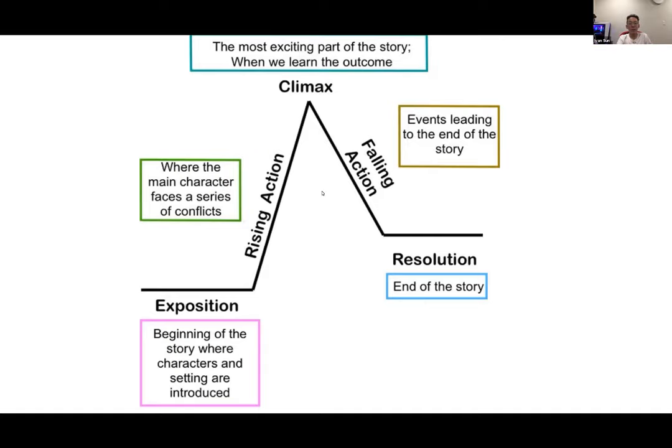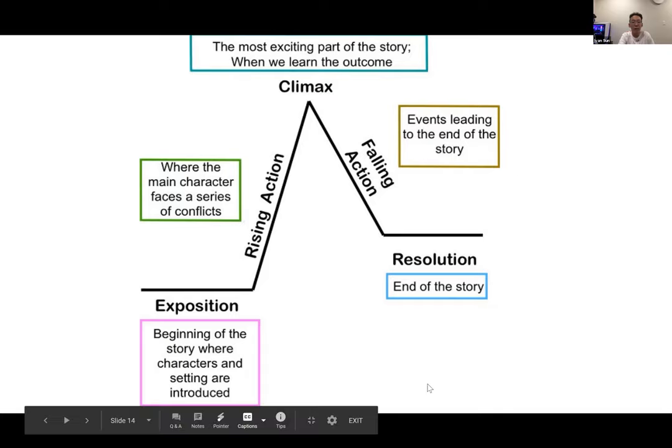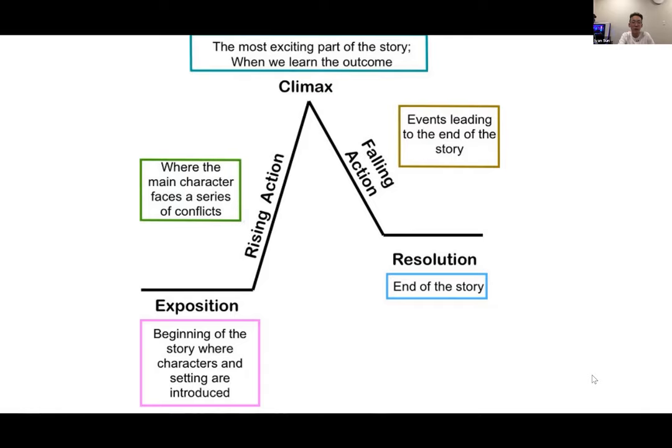This is a very common plot diagram. It's shaped like a pyramid, so that's a way you could remember it. At the bottom, or in the beginning, the exposition is where the characters and the setting are introduced. This is where any background information about the characters and the setting that may be relevant to the story is given, allowing you to understand the story more.